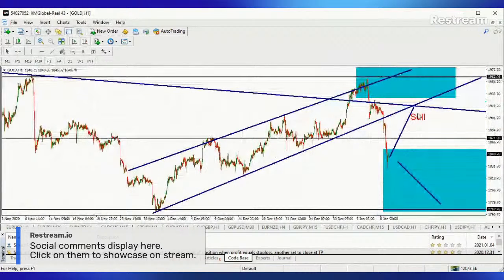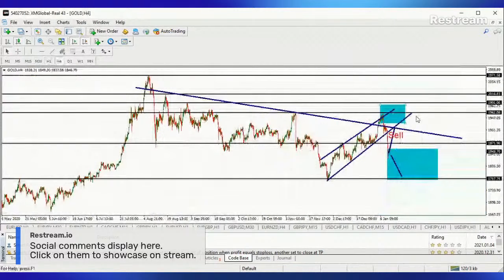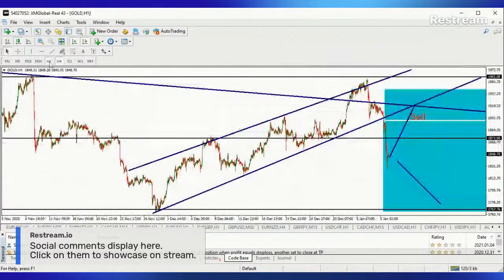So if you enter here somewhere, your stop loss will definitely be, I would put my stop loss here. Normally I aim for 1:2. So that will be my stop loss there.